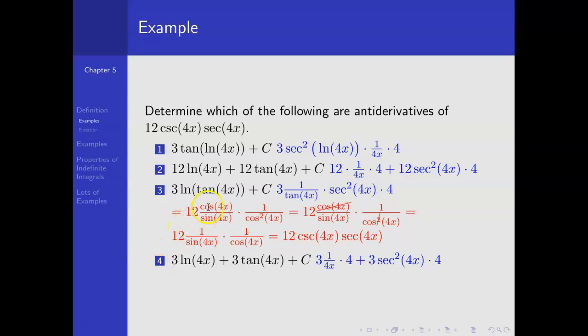That's going to give us 3 cosine of 4x over sine of 4x. That's because the tangent is in the denominator, so we get the reciprocal, which gives us cosine over sine, times 1 over cosine squared of 4x, that's from the secant squared, because secant is 1 over cosine. So now we're going to cancel what we can. We've got a cosine that will cancel in numerator and denominator, so we end up with 12 times 1 over sine of 4x times 1 over cosine of 4x, which is 12 cosecant of 4x times secant of 4x. So there's our antiderivative, that third one there.